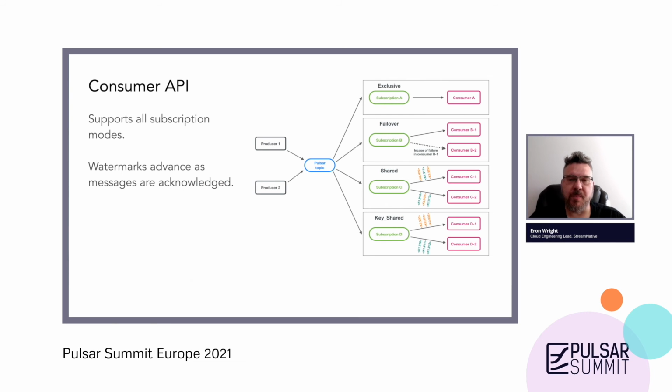Our goal is to support all subscription modes. One of the great things about Pulsar is there are different strategies that a group of consumers can use to work together to ingest a topic. For example, there is a failover mode where one consumer will process all messages unless the consumer fails, in which case the system will fail over to an alternate consumer.